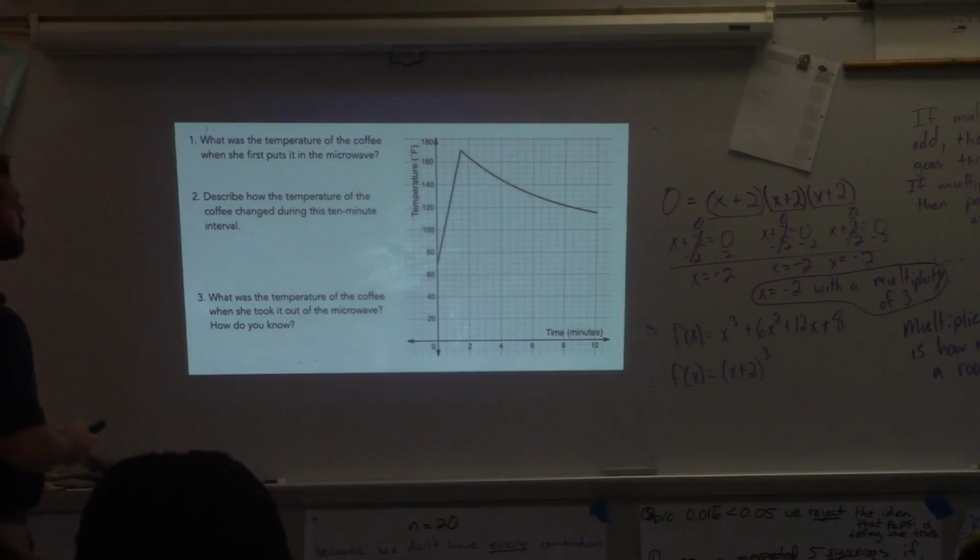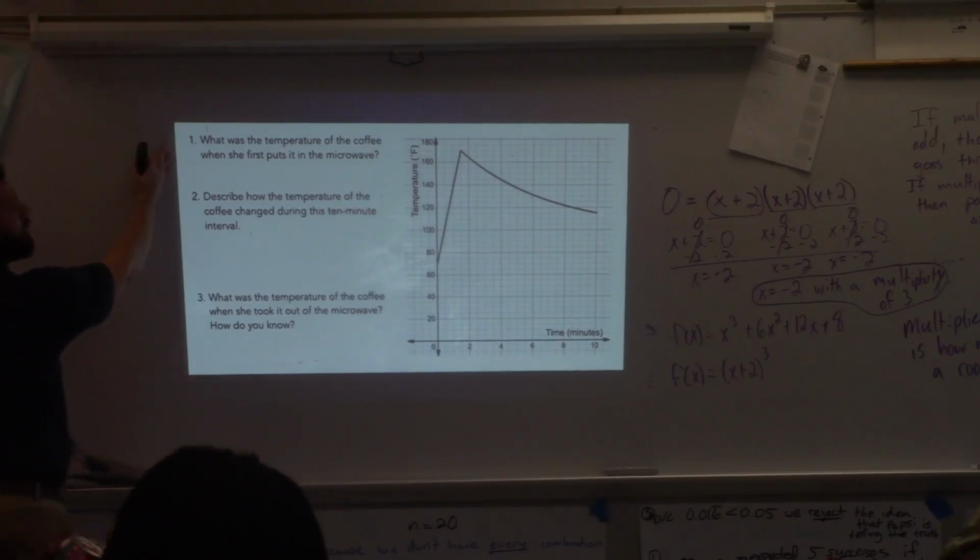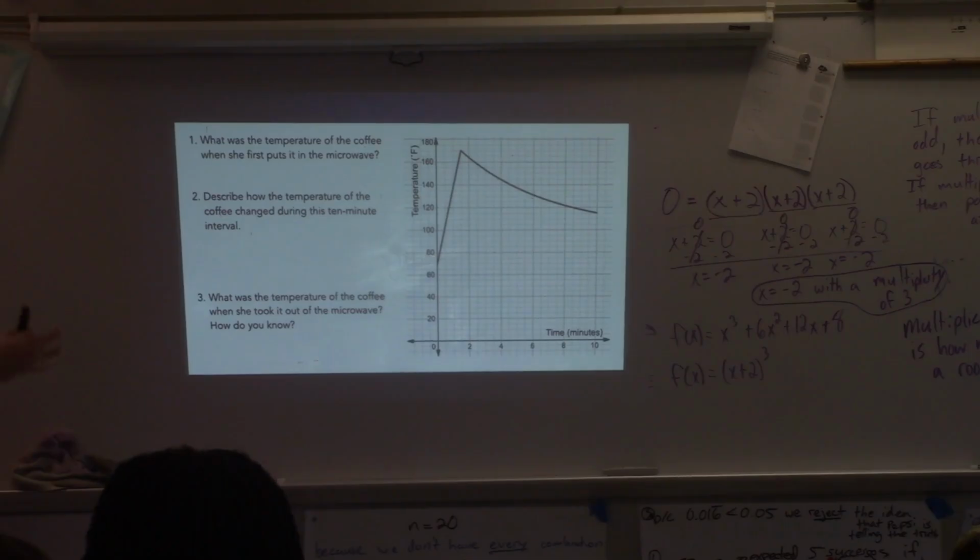Here's the graph. So, what I want you to do is work through with your small group at vertical surfaces, doing your best to answer these questions. We're going to go over them later. The only thing I don't want to see is standing around doing nothing, because everybody can come up with an answer. So, think through what was the temperature of the coffee when she first puts it in the microwave. Think about what feature that is. Answer it. Describe how the temperature changed during this 10-minute interval. So let's get up, let's talk through these things. We'll come back and discuss soon.